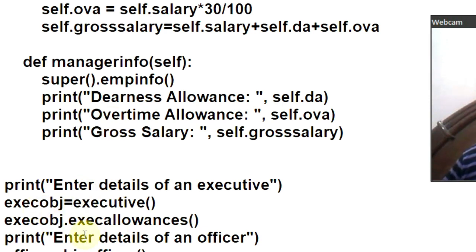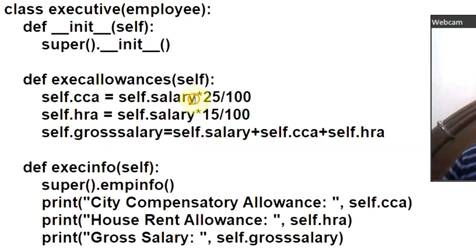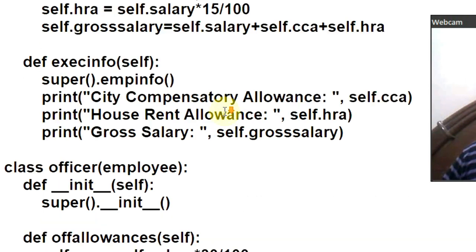Okay. After that, you are invoking the exec allowances function of the executive class. Control will come to the exec allowances function. It is calculating the allowances of the executive, that is CCA, city compensatory allowance. Basically the cities are of type A, type B and type C, and all cities have their own expenses. So I am assuming that the CCA is 25% of the basic salary. It is any random figure, right? HRA, house rent allowance, is assumed to be 15% of the basic salary, and gross salary is the sum of all the three, right? So the allowances of the executive class are computed.